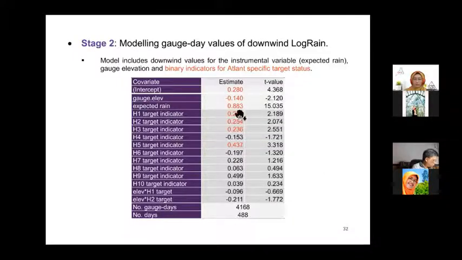And you can see here, you've got red for H1, red for H2, red for H3, and red for H5. So at least four of the atlants were highly significant in terms of their impact on downwind rain. But there's also a negative here and a negative there, which means at least H4 and H6, rather than having a positive downwind rainfall effect, appear to have had a negative downwind rainfall effect. So the picture is not as clean as you would like it to be.